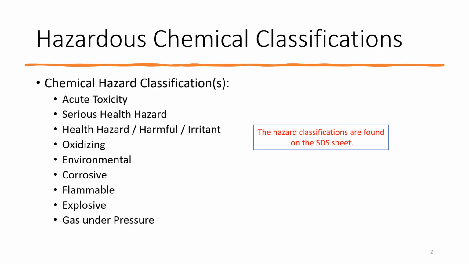When we look at the different classifications that you can have out there, I'll just go over the classifications and then we'll sit down and break down each one as we go through. So you can have acute toxicity, serious health hazard, also harmful, also irritant. That's kind of a little catch-all area. Oxidizing, environmental, corrosive, flammable, explosive, and then gases under pressure.